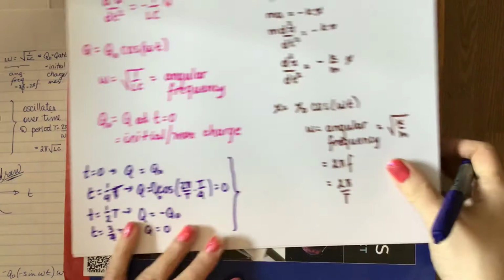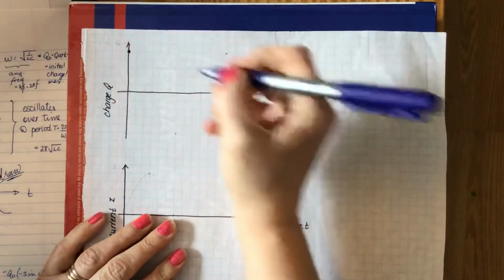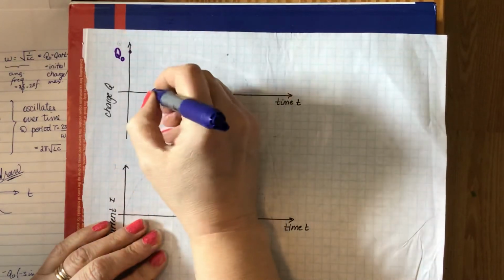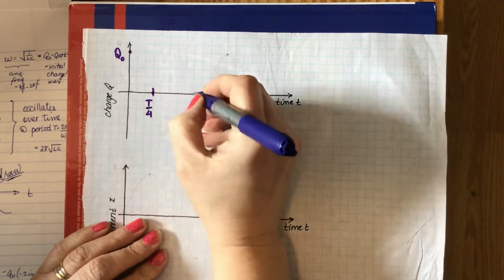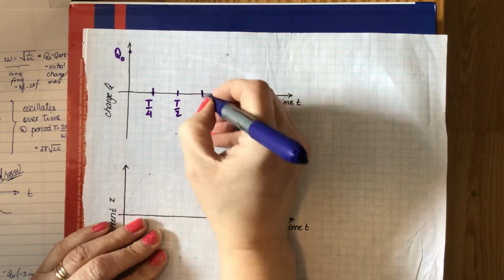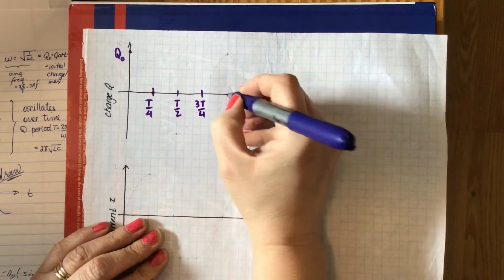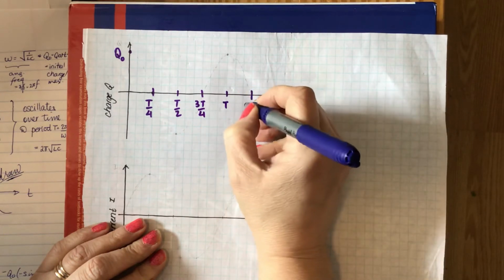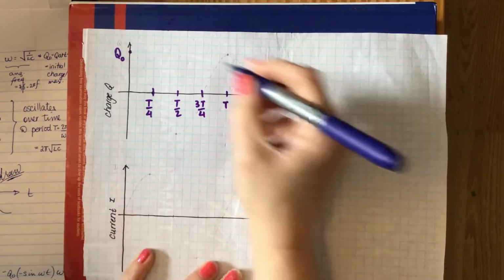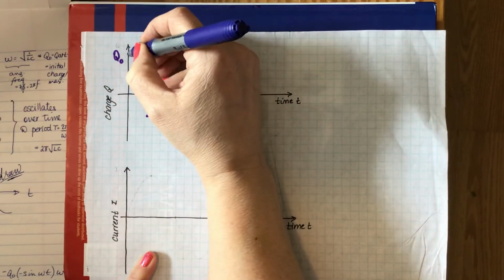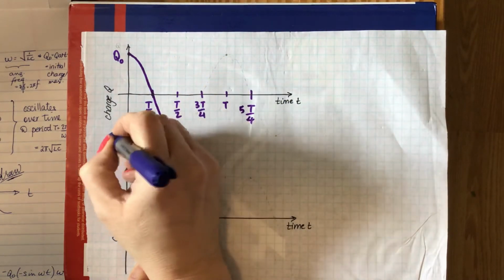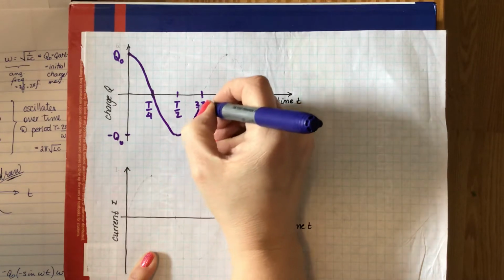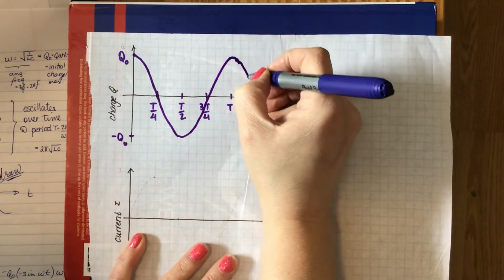Why don't we draw it and then we'll come back and make a note here. So at t equals 0, the charge is at q0. At a quarter of a period, so this will be our period here, it's T over 4, T over 2, 3T over 4, T, and 5T over 4. So at 0, it's equal to the maximum. At a quarter period, it's equal to 0. It goes down to the negative maximum, minus q0, back up to 0, up to a maximum, and then it just oscillates over and over.